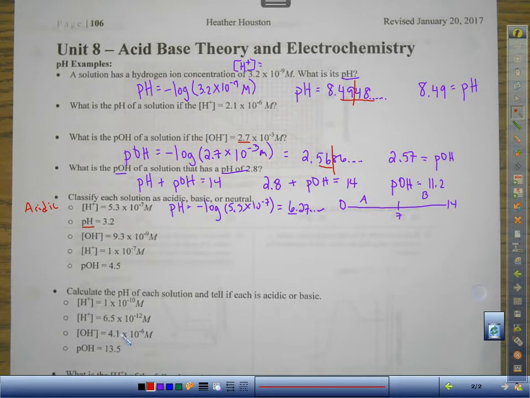Okay? The next one is easy because look what they give me. It gives me the pH right off the bat. A pH of 3 is down here between 0 and 7, so this one is also going to be acidic.